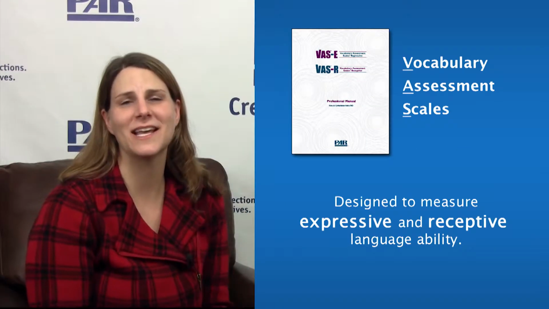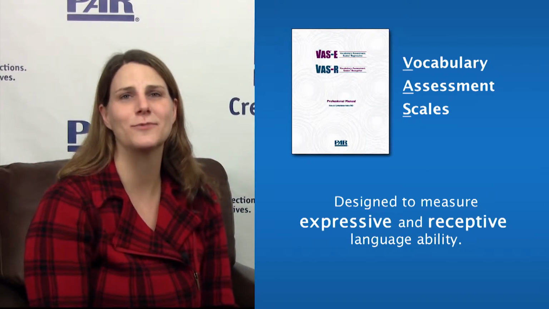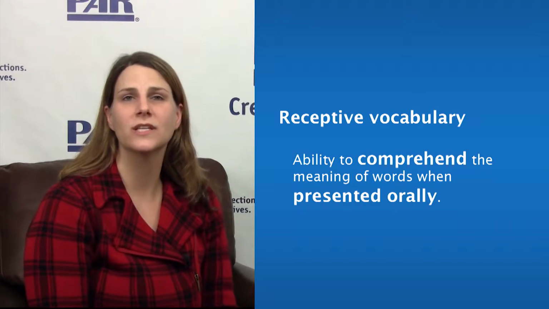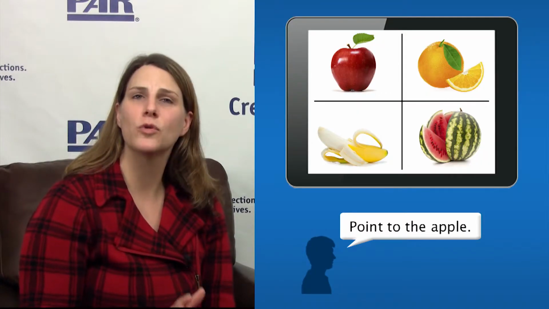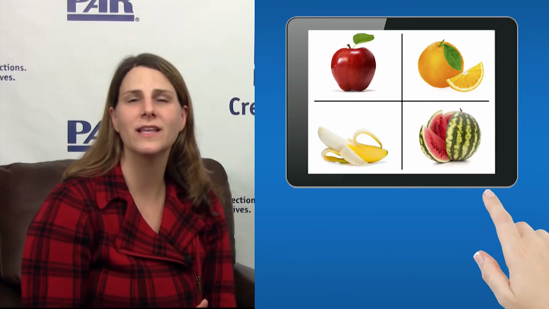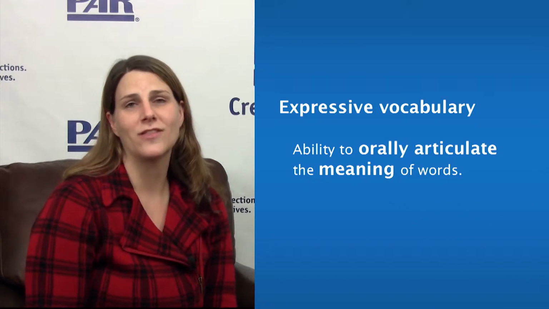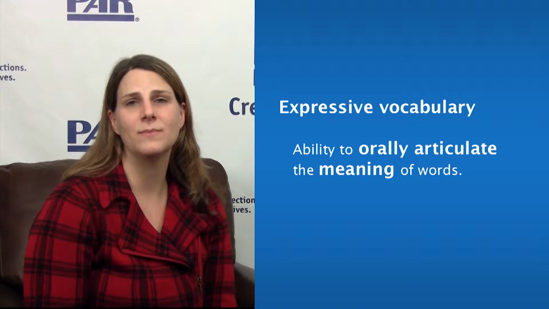The Vocabulary Assessment Scales, or VAS, are designed to measure expressive and receptive language ability. Receptive vocabulary is the ability to comprehend the meaning of words when they're presented orally. So the stimulus will have 4 pictures, and the user is required to pick the picture that best represents the word. Expressive vocabulary, on the other hand, is the ability to orally articulate the meaning of words.